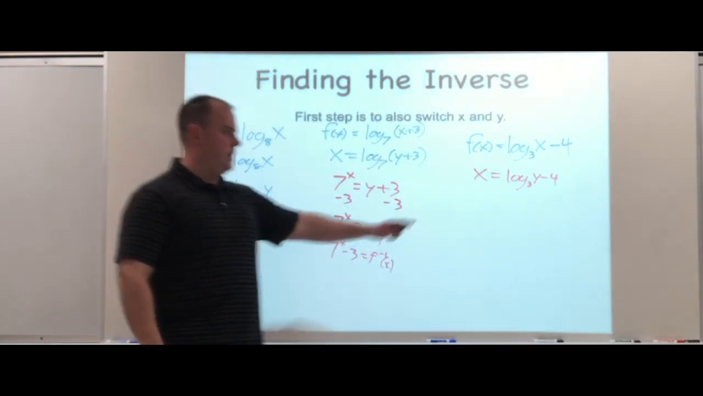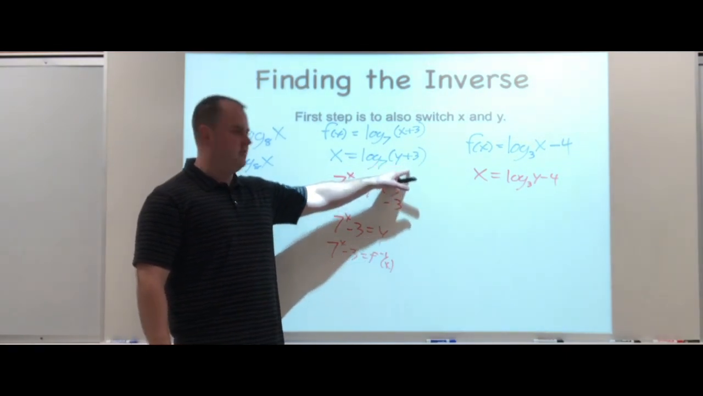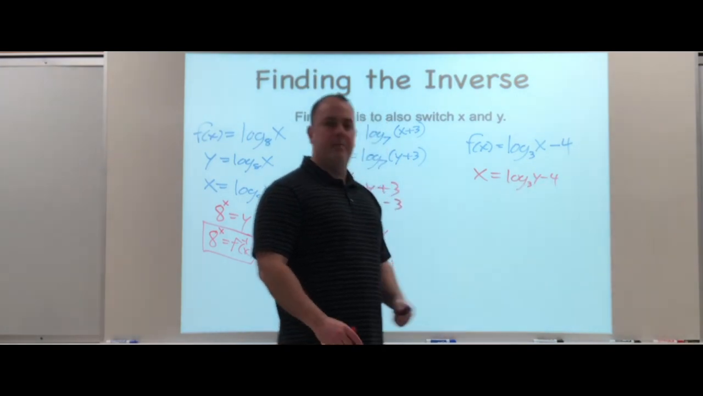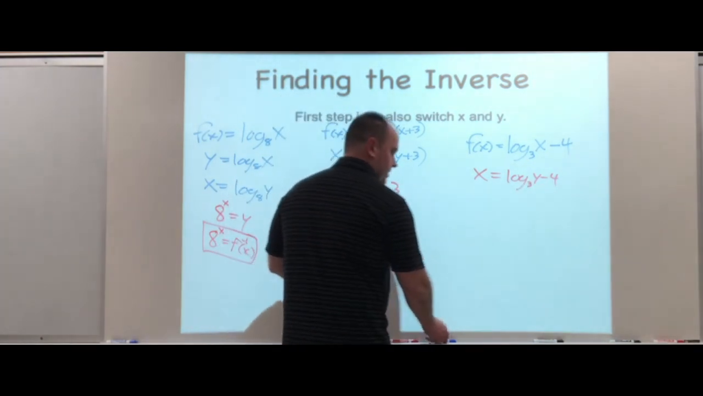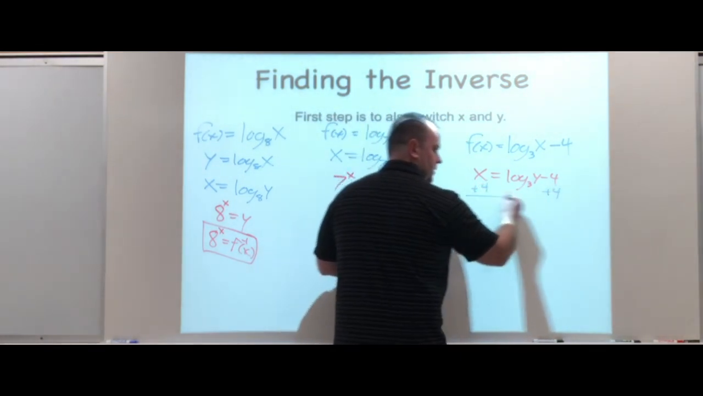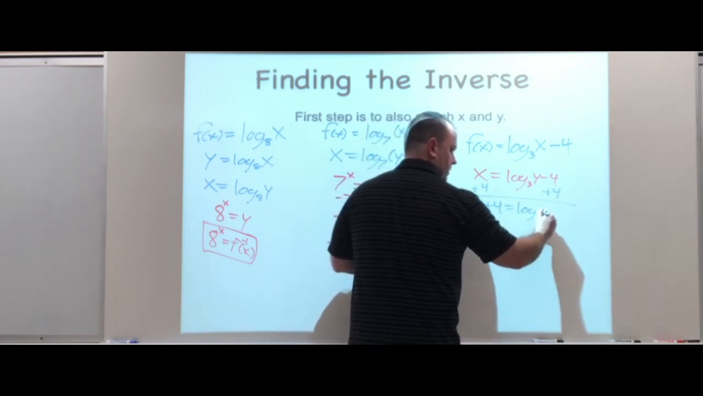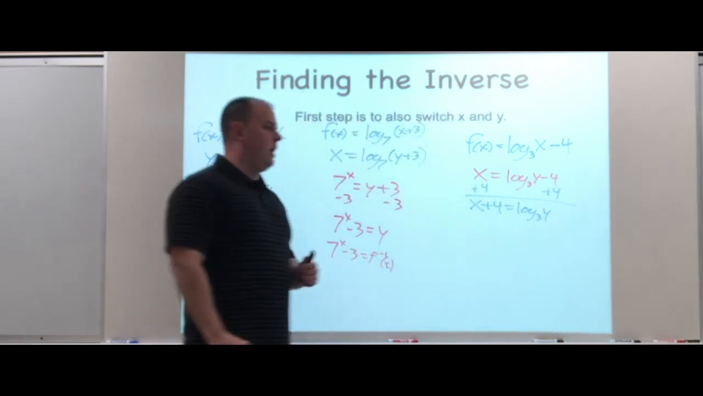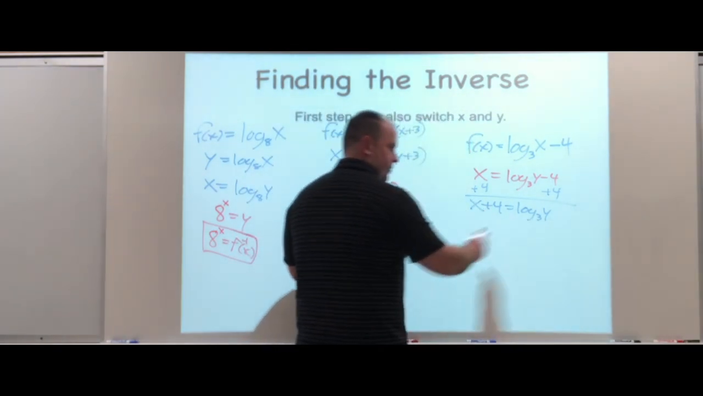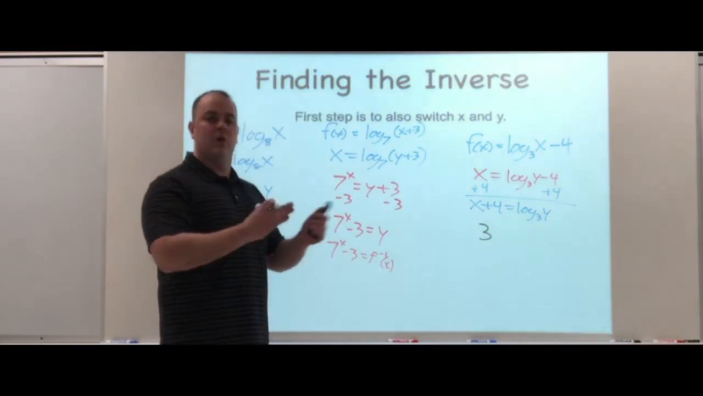Now, the difference between this example and our last example is that that y plus 3 was in parentheses. Over here, it's not in parentheses. It's y minus 4. Okay, so this time I am going to get rid of that 4 first. I'm going to add 4 to both sides. And now I have log by itself. So now is when I'm going to write this as an exponent. The 3 is the base still. Now that whole x plus 4, that whole thing is going to become the exponent.